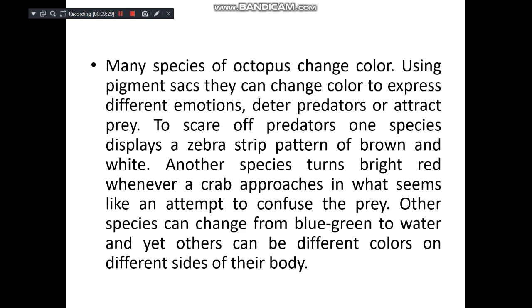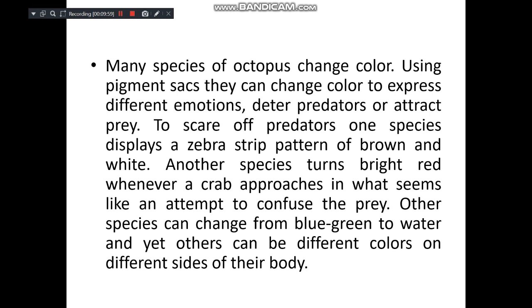There is one example, one species which turns bright red whenever a crab approaches, because crabs are the major predators. Even other octopus can change the color from blue green to water color, so they can be easily camouflaged.